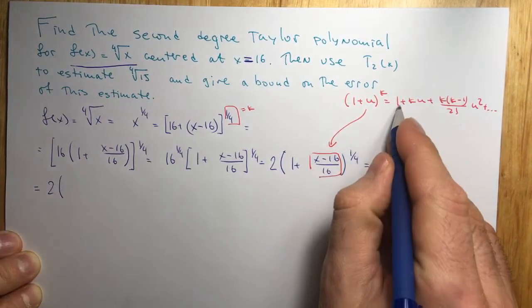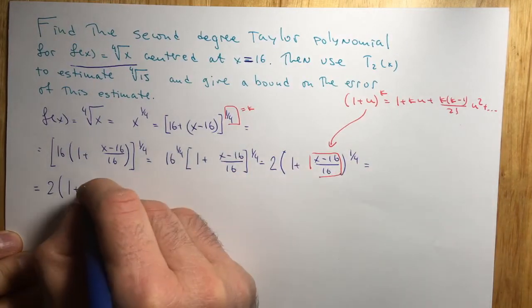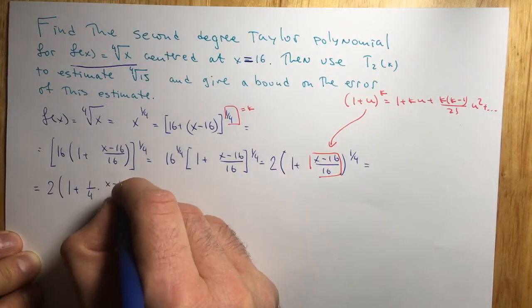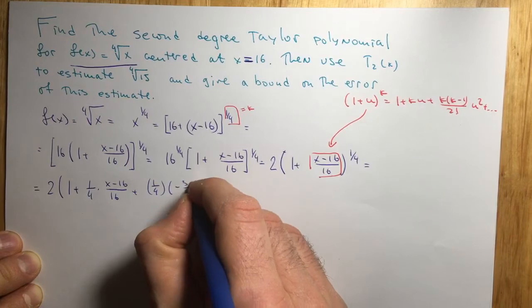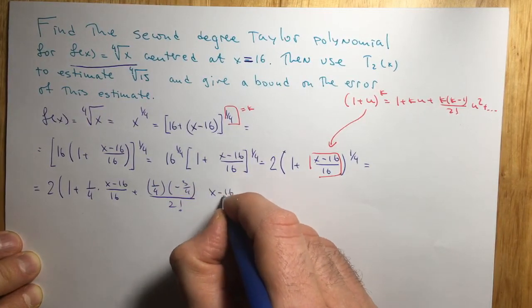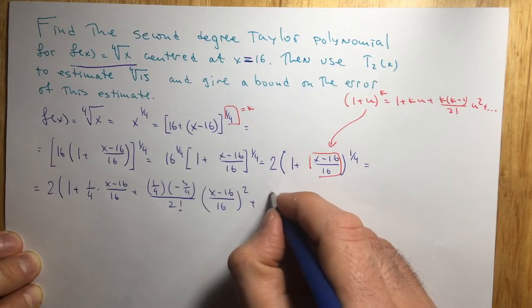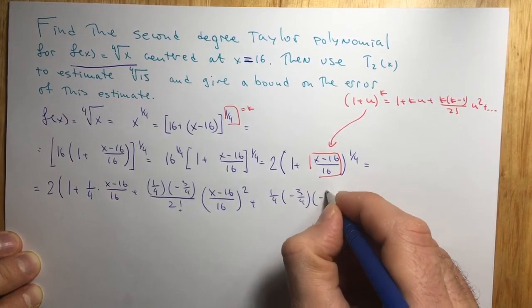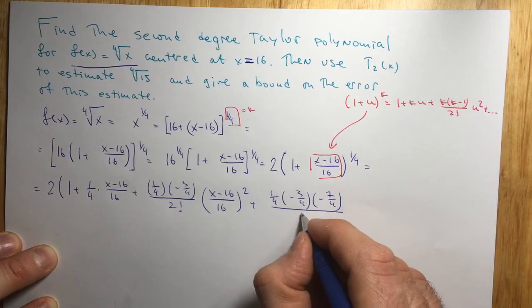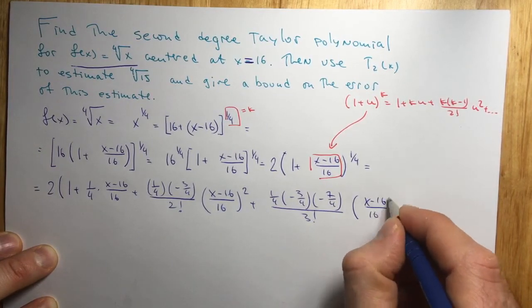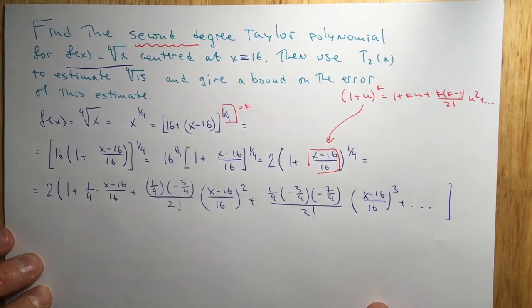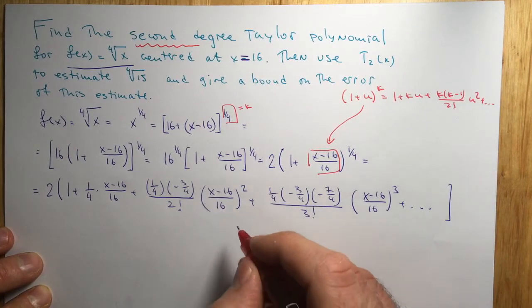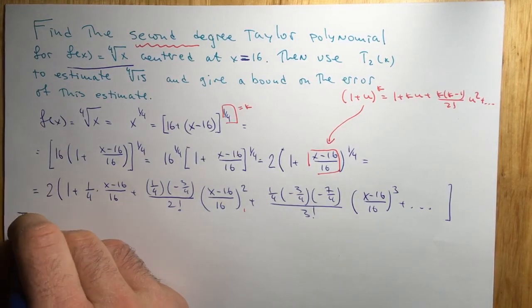I'll have 2 times the first term, which is always 1, plus k, which in our case is 1 over 4, times u, that's x minus 16 over 16, plus 1 over 4 times 1 less, which is negative 3 over 4, over 2 factorial, times x minus 16 over 16 squared, plus 1 over 4 times negative 3 over 4 times negative 7 over 4, 1 less than negative 3 over 4, over 3 factorial, x minus 16 over 16 cubed, plus, and so on and so on. But since the question says write down the second degree Taylor polynomial, we have to stop with the term where x is raised to the power 2, so up until here.